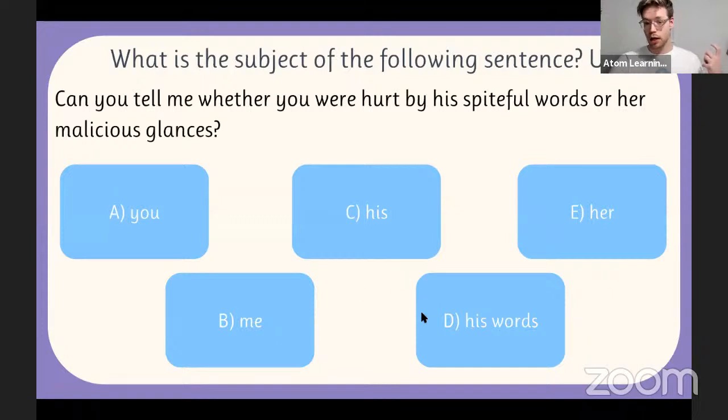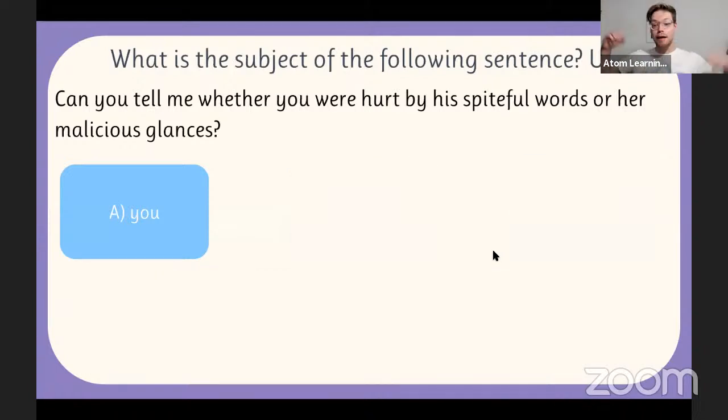So I'm going to end the poll and share the results. And I can see the majority of us went for answer option A. Well done. That makes me feel like a very proud teacher because it shows me that you are paying attention this morning and in the question that we just went over. So well done, everyone. You is the subject of both the verbs can and were hurt.